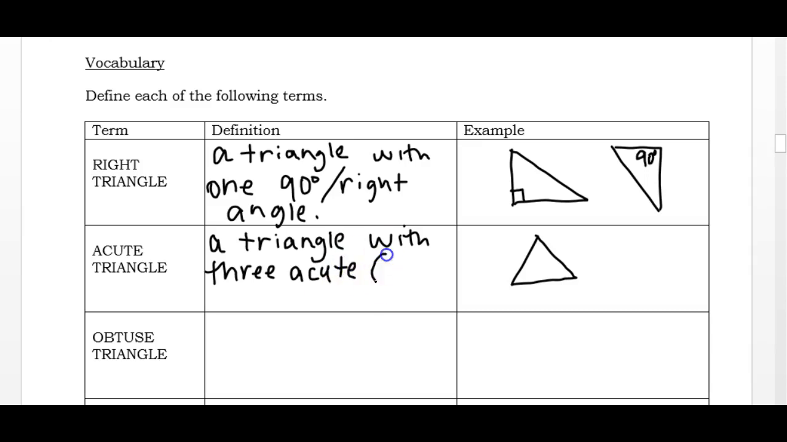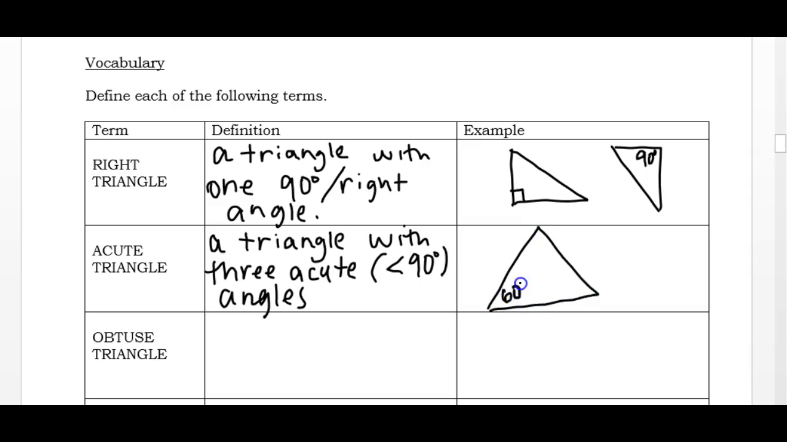And I'm going to add acute means less than 90. So I could have 60 and 60 and 60. That's kind of hard to see. I'm going to draw it a little bit bigger. 60, 60, and 60. Any 3 numbers that are all less than 90. So how about I do another one that is maybe 70, 70, and 40.